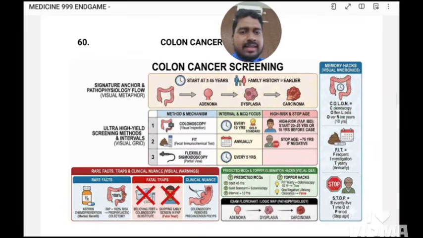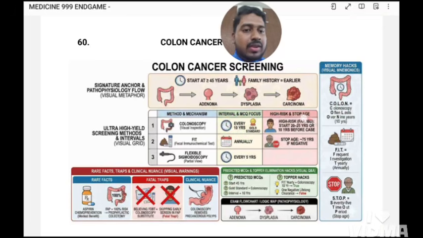In colon cancer screening, this is a mix of surgery as well as pathology part. So when should it start? Very important topic. It is at more than 45 years, and there should be prior history of family disease where there was colon cancer. Now, what is the progression of colon cancer? Initially there will be colorectal adenomas, then it will lead to dysplasia, and finally it will lead to carcinoma. So we do colonoscopy every 10 years after 45 years. It is the gold standard.